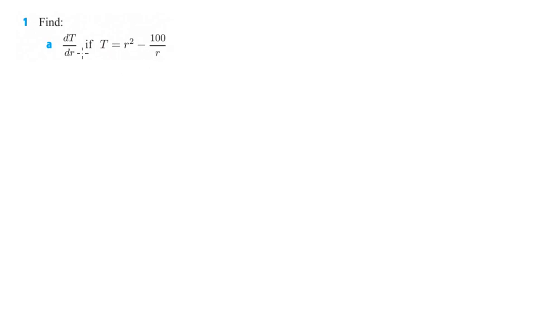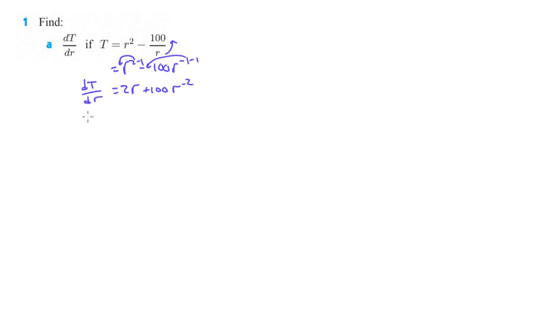So, first thing I'm going to do before I take my derivative is move this r back up to the top. So this is really r squared minus 100 r to the negative first. Now I want to do my derivative. So 2 times 1r is going to equal 2r. Subtract 1 from that. That's just 2r to the first. And then negative 1 times negative 100 is positive 100. Subtract 1 from that, and we get r to the negative second, right? And this is dt over dr.